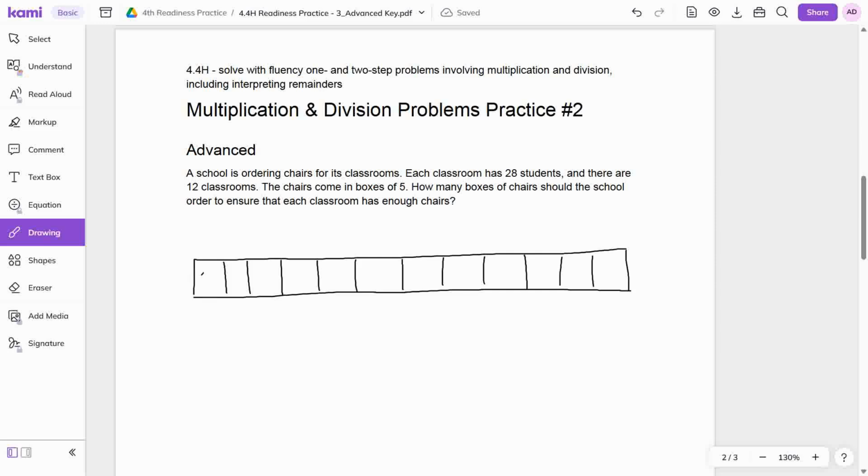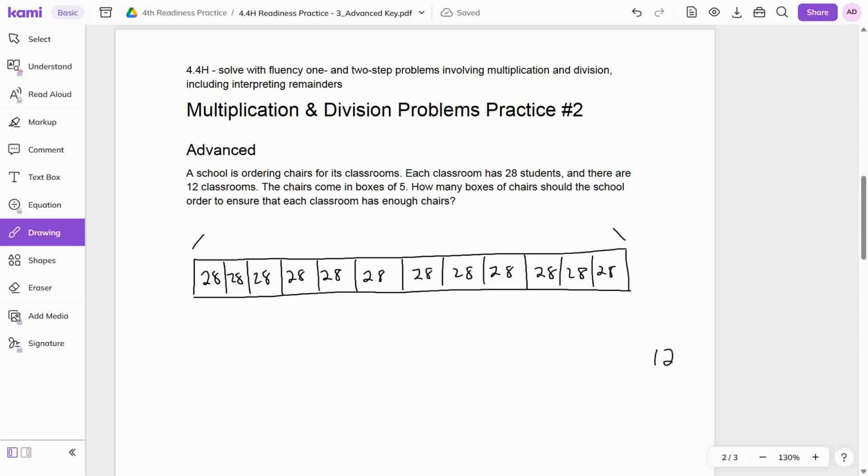All right, and then inside each of these is going to have 28. So that is a lot of chairs that are needed. Chairs come in boxes of 5. Okay, so we are going to need to do 12 times 28. So let's figure out how much we have right here.